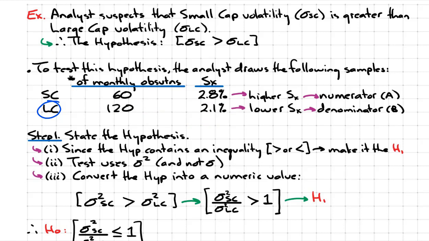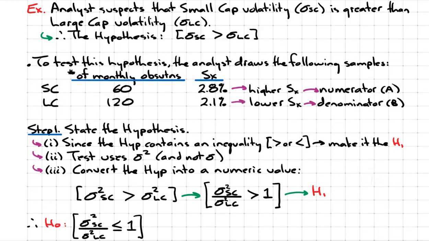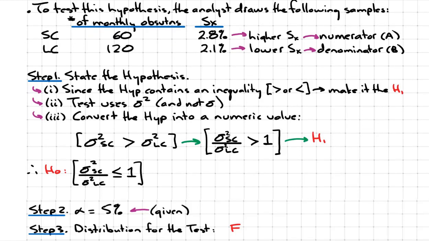Now remember what we said, between the two groups, we make the one with the higher volatility the numerator. So therefore the small cap is going to be our numerator variable or numerator group. And of course the large cap will be the denominator group. So now we're ready to conduct the hypothesis test. Here we go. Step 1, state the hypothesis.